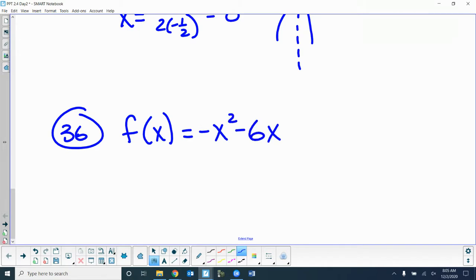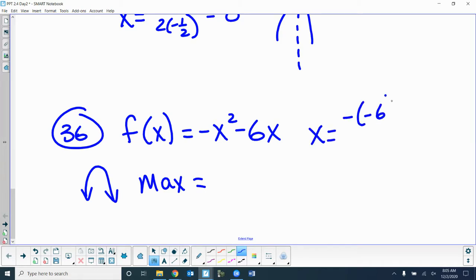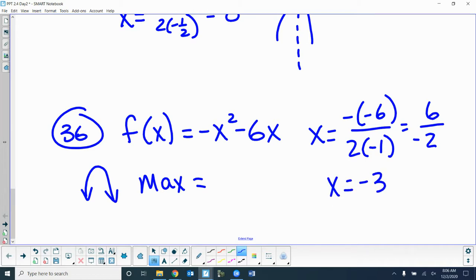All right, so does this open up or down? Down. We all know why it goes down, don't we? Because our a value is negative, right? So does that mean we have a min or a max we're looking for? A max, right? Very top. We're looking for the vertex. All right, so we find the vertex by going, first of all, axis of symmetry, negative b over 2a, which would be positive 6 over negative 2, so that's x equals negative 3. So the max value is whatever I get when I substitute negative 3 in for x.